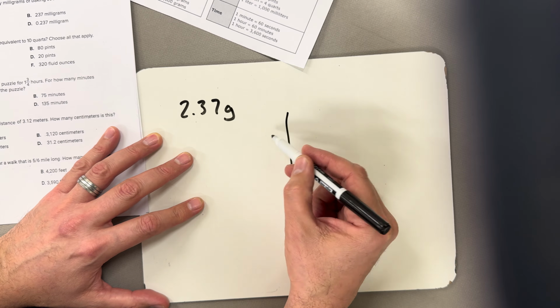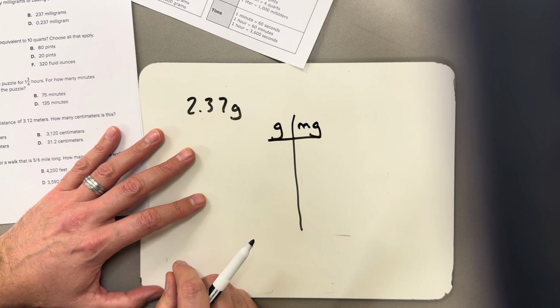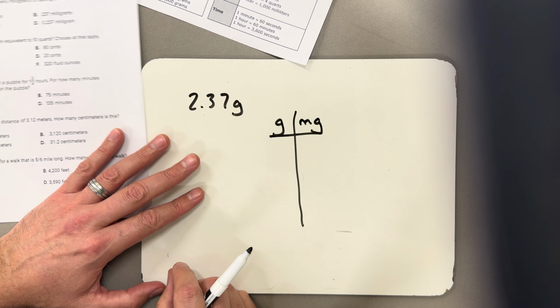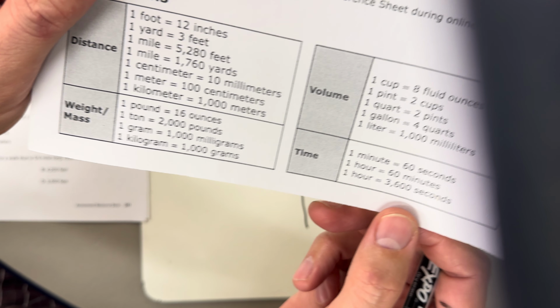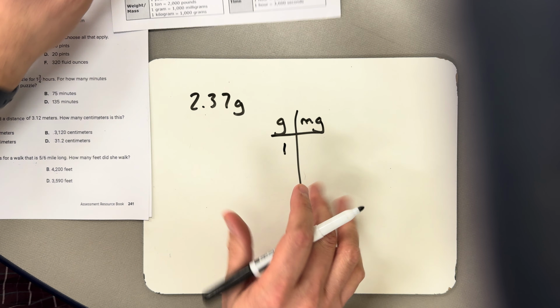So this is just a simple conversion problem, right? I need to know grams to milligrams. Again, make those T-charts. Don't just do it in your head. And so I can use this to help me, right? 1 gram equals how many milligrams? Well, it's right there, 1,000. 1 gram equals 1,000 milligrams. Sometimes it's nice to do 2 and 3 and 4, but in this case, since it's decimals, that won't help you a lot.